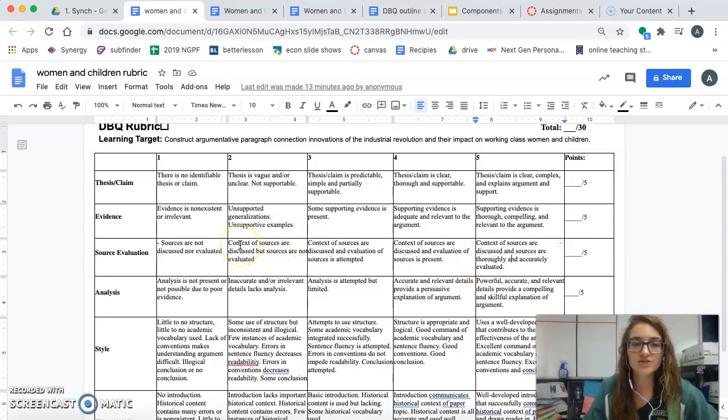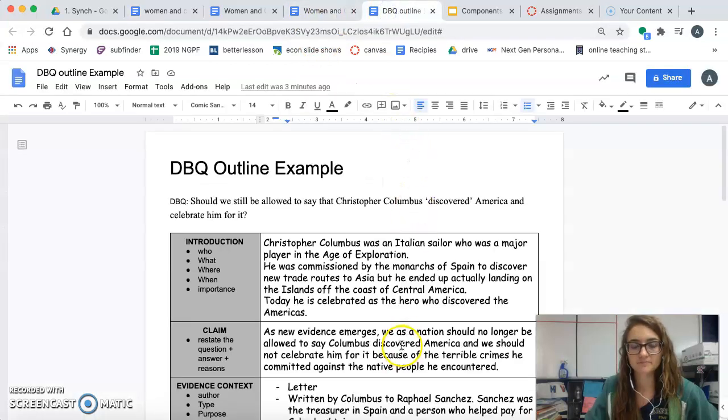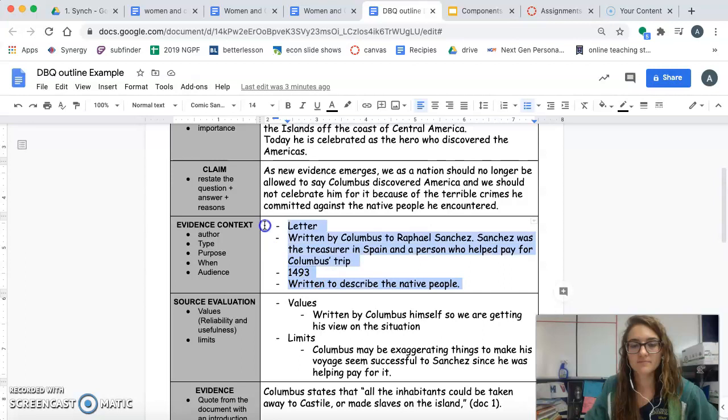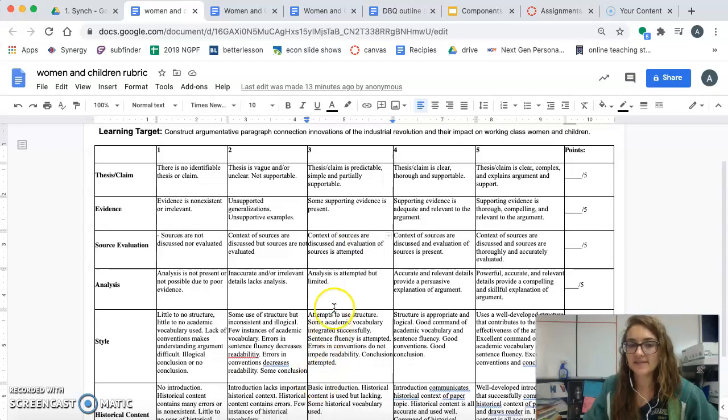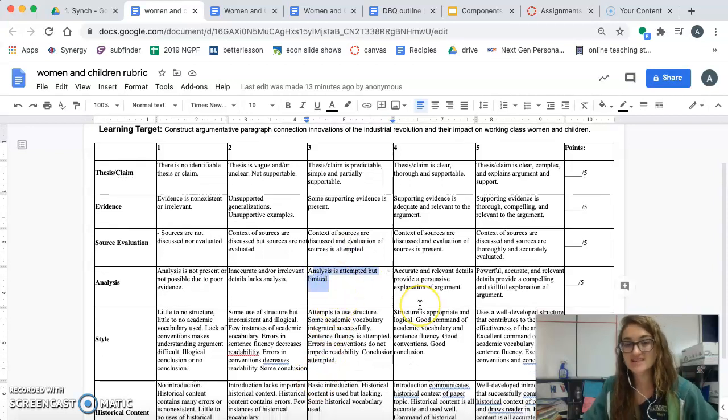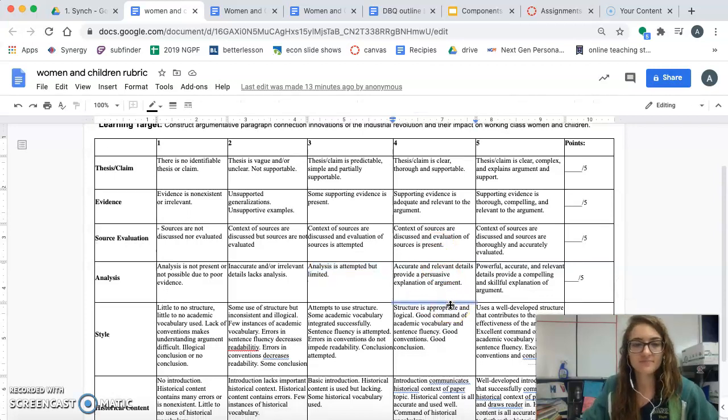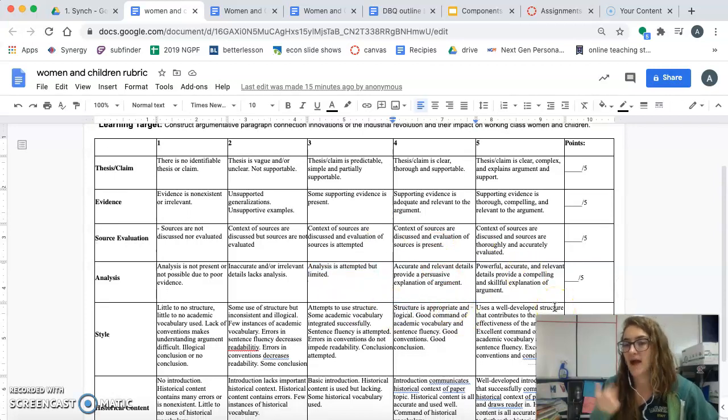I do want to show you context of sources. That is this part right here. If you do not include that, it could take off 1 to 2 points. So make sure that you do that. Analysis. So if you attempt analysis, but it's not great, you're in the 3 area. And guys, once I get these outlines from you, we're going to look at them. So you'll get examples of what a 3 looks like, what a 4 looks like. We'll do that before we do our final Industrial Revolution project.